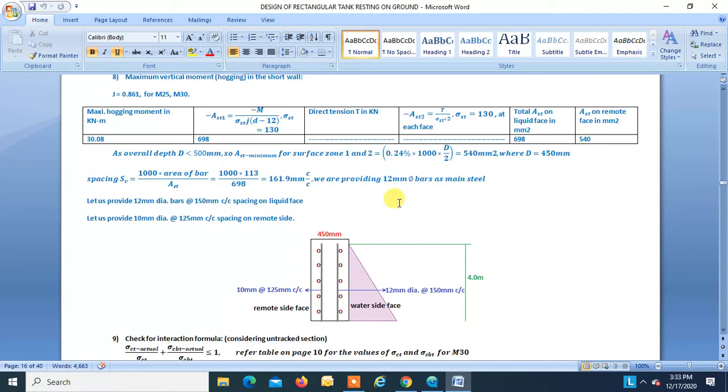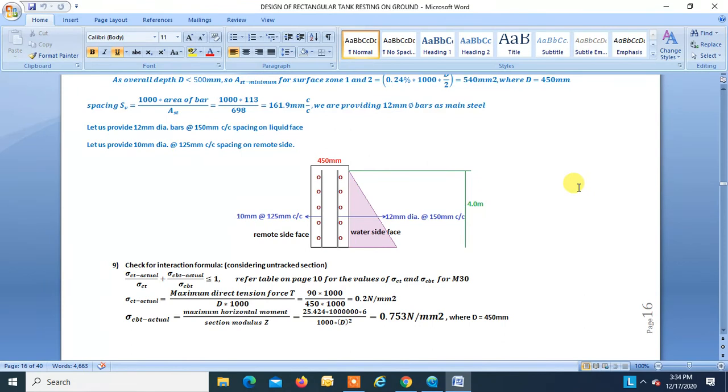In our case, the steel required for the moment 8.69 is found to be less than 540, so I am providing the maximum of the required and the AST minimum. That is why I am providing AST minimum over here. But if the steel for that moment was found to be greater than 540, then I would have to provide that steel for the greater moment. I hope I made my point clear.